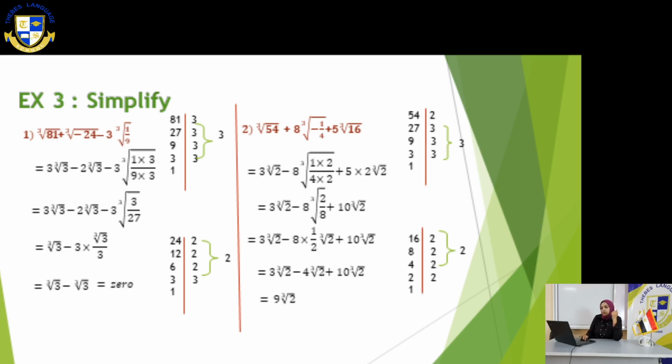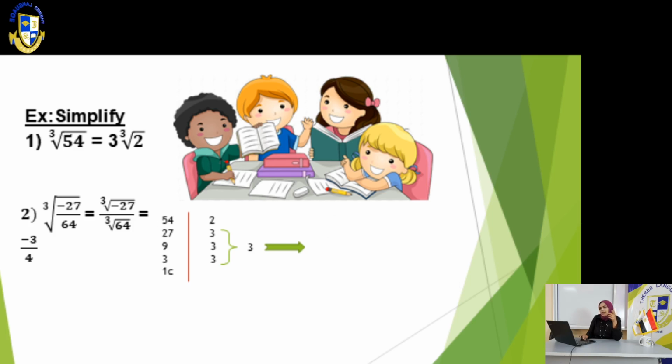Look, example number 2. Cubic root of negative 27 over 64. We will distribute the cubic root on the two numbers, negative 27 and 64. The result will be negative 3 over 4, because 27 is a perfect cube number and 64 also is a perfect cube number.